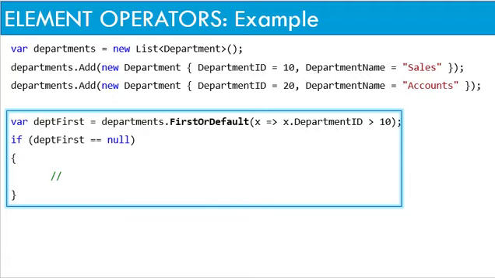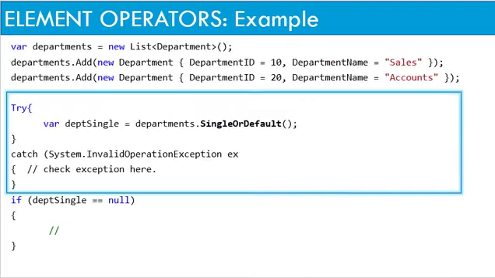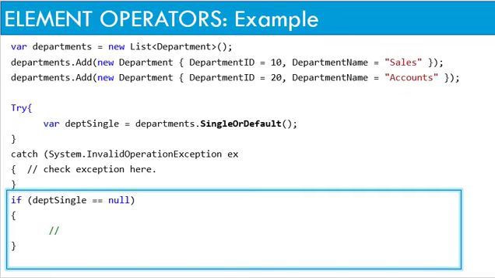So it is checked for null in the if block. You can do the same for other element operators which return default values. Here is an example of single or default operator. This operator can throw an exception if there are more than one elements in the input sequence. So it is enclosed in try-catch block. And if there are no elements, it will return a default value which is null. So the result is checked for null value using an if statement. In simple words, when you are using single or default, you must check for null and also for an exception.